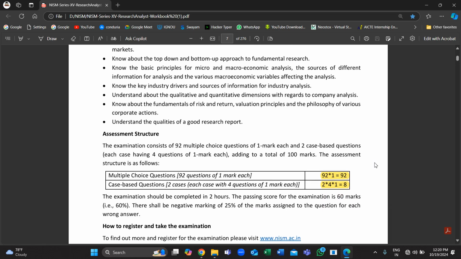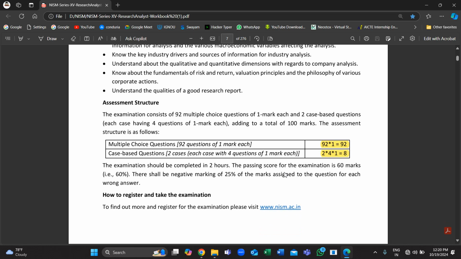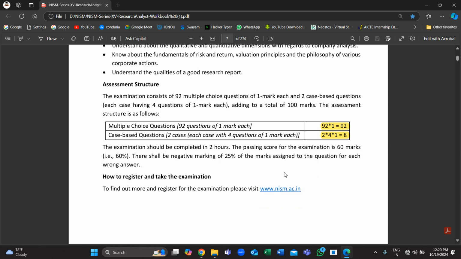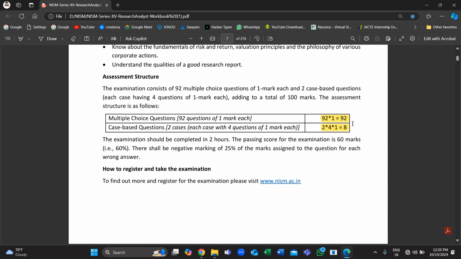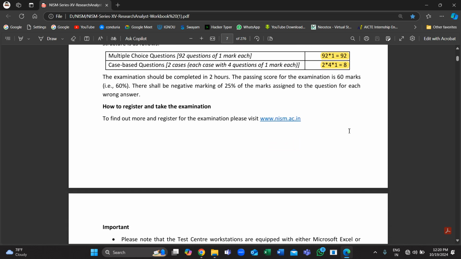We'll study the assessment structure of NISM Research Analyst 15. This exam has multiple choice questions, 92 questions, each carrying 1 mark, and 2 case based questions, each case having 4 questions of 1 mark each. The test contains 100 marks in total: 92 marks multiple choice, and 2 case based questions with 4 questions each, so a total of 8 marks out of 100.